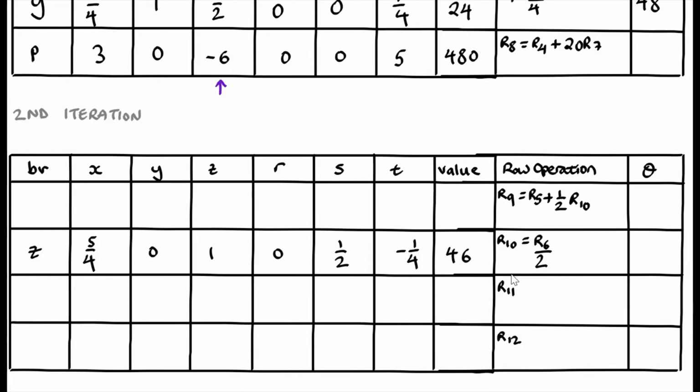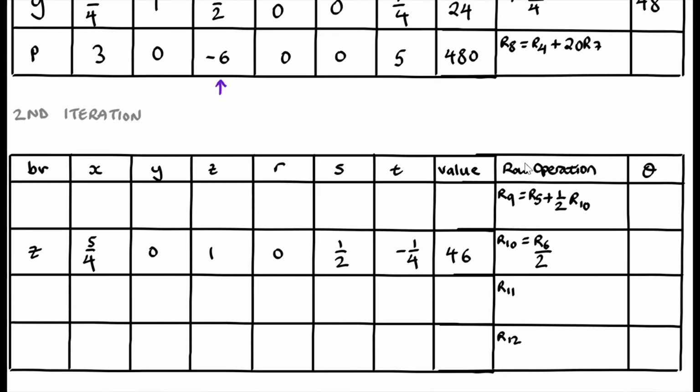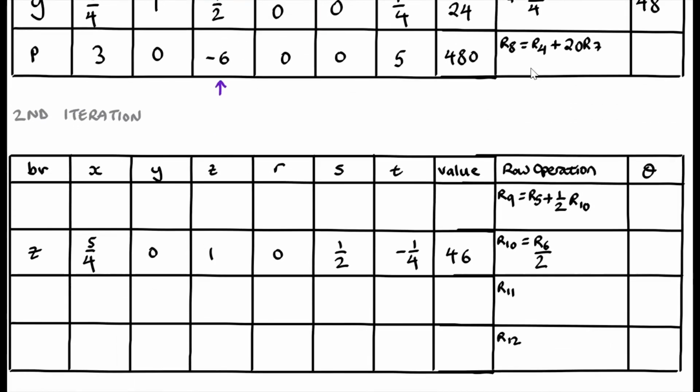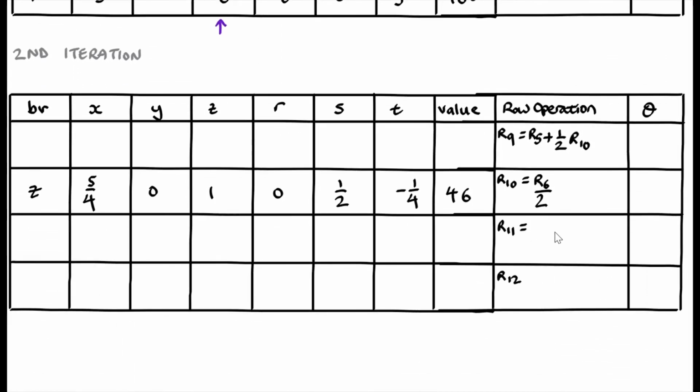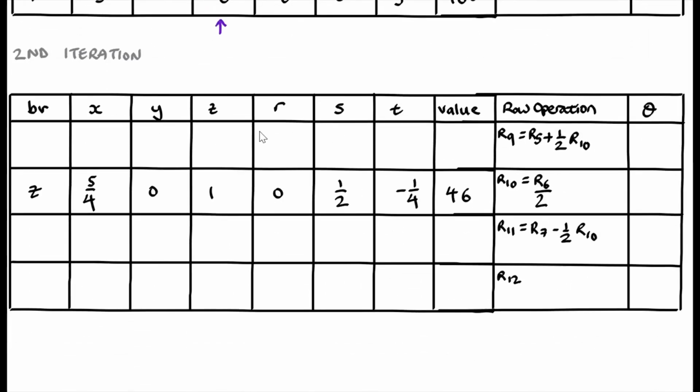And in terms of row 11, we want this to be a 0 over here. So row 11 in relation to row 7, that's equal to row 7 minus a half of row 10. And row 12, to get this 0, in relation to row 8, row 12 is equal to row 8 plus 6 row 10.